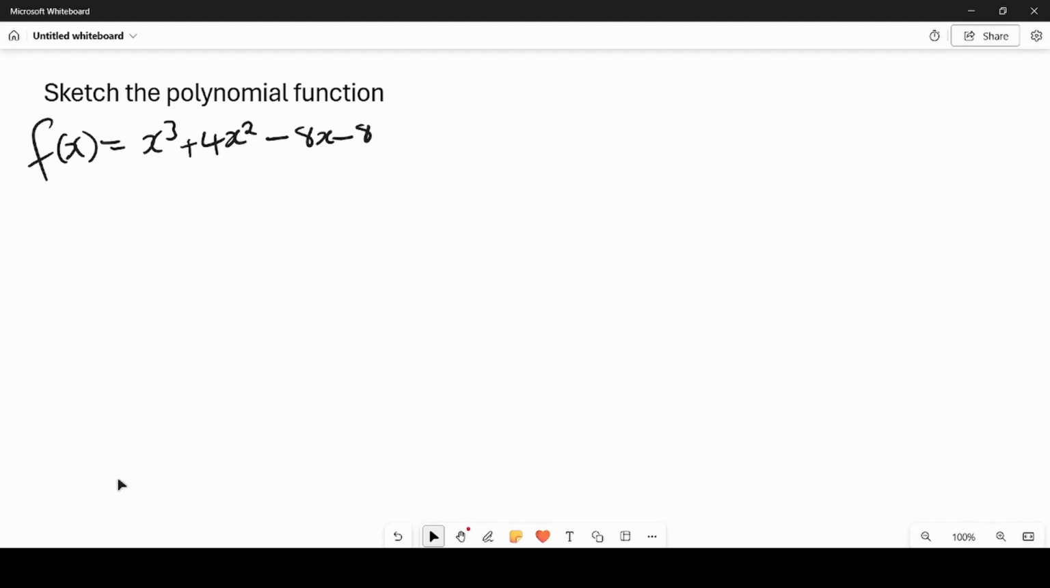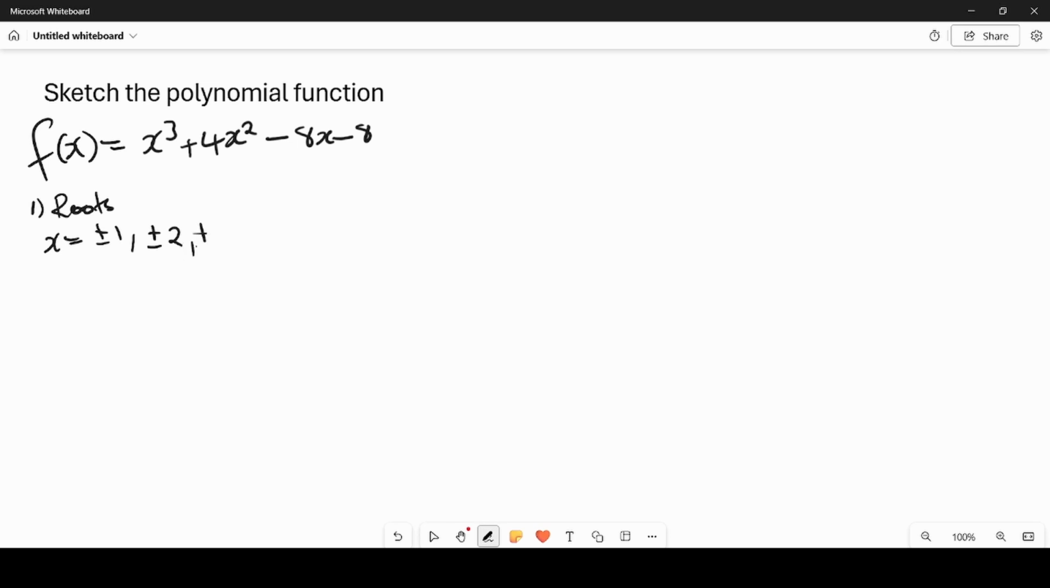Alright, let's sketch this polynomial function. For you to sketch the polynomial function, first of all find the roots of this given polynomial. So number one, it is the roots. So how do you find the roots? By trying out different values of x, okay?